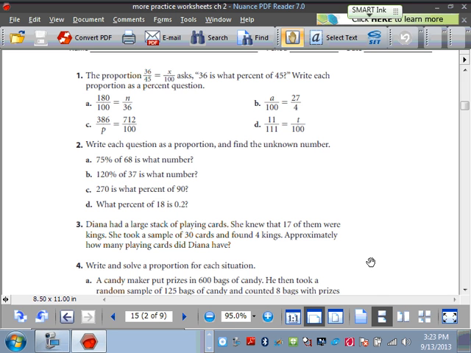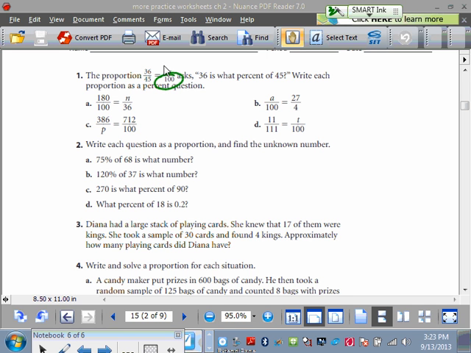The key to looking at this question is saying that anything over 100 is going to be our percent. So B and D, the way they're written is very similar to our example, so I'll let you figure that one out. For A and C, we might get a little confused because the number above 100 is greater than 100. What that means is we have a percent that's just going to be bigger than 100.